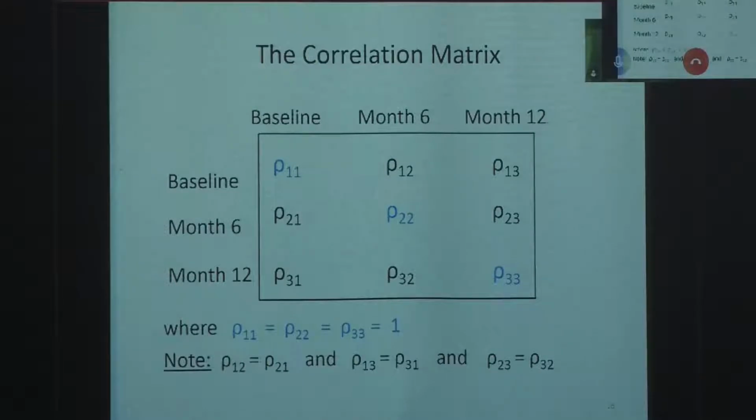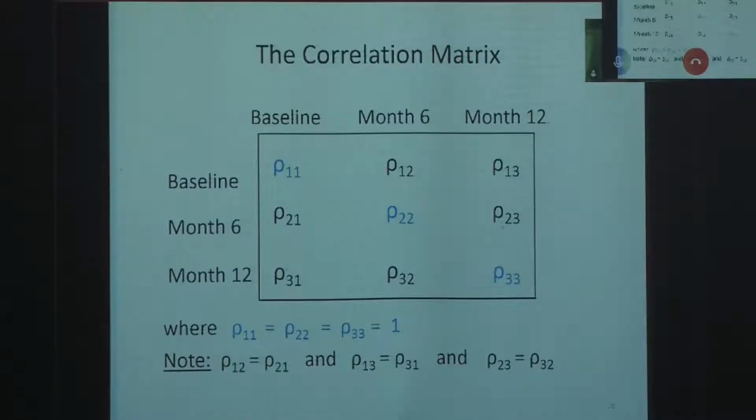When we get to more than 3 measurements, there gets to be a lot of correlations, and so the presentation is through a correlation matrix. So the numbers that I showed you on the last slide were rho 1, 2, 1, 3, and 2, 3. So between baseline and 6 months, this is the degree of correlation. Between baseline and 12 months, this is the degree of correlation. Between 6 months and 12 months, this is the degree of correlation.